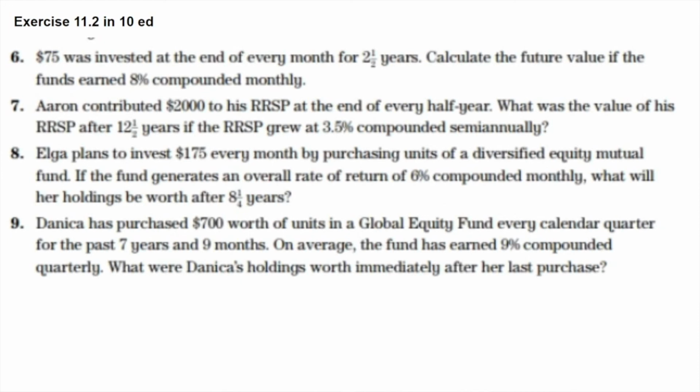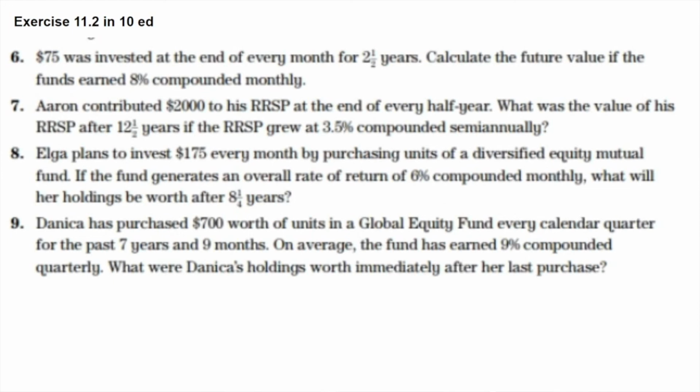Calculate the future value of the funds earned if it's 8% compounded monthly. Okay, well, the payment is monthly and the compounds are monthly. So this is what's called a simple annuity. We know that monthly and monthly, it's a simple annuity. So we've got our little bits of information here.